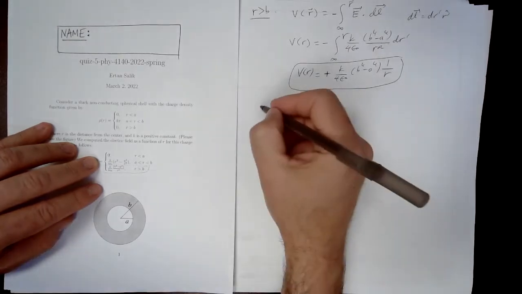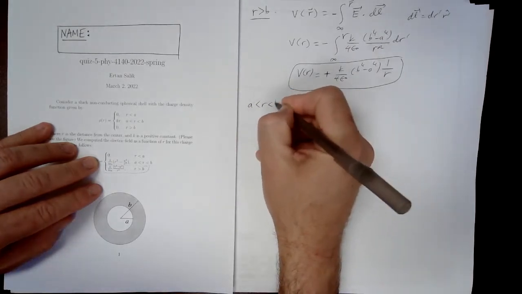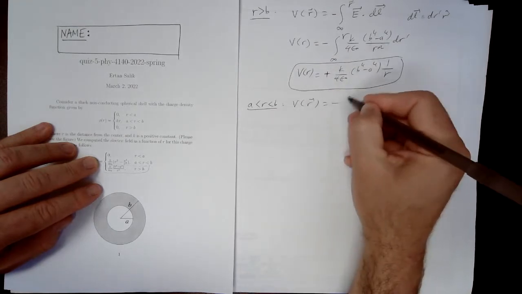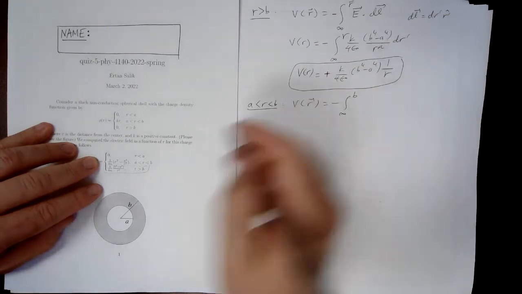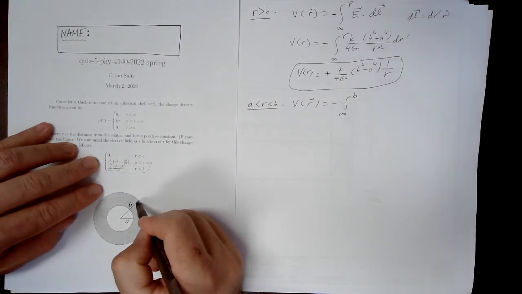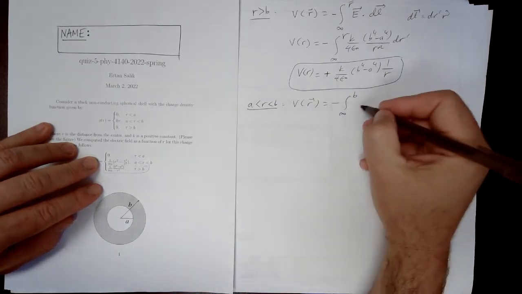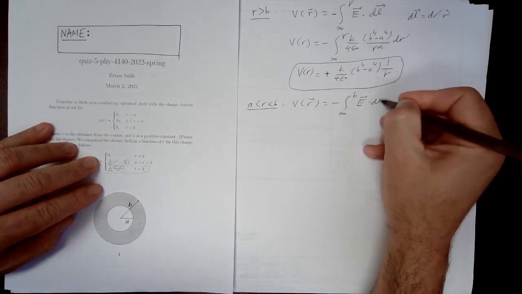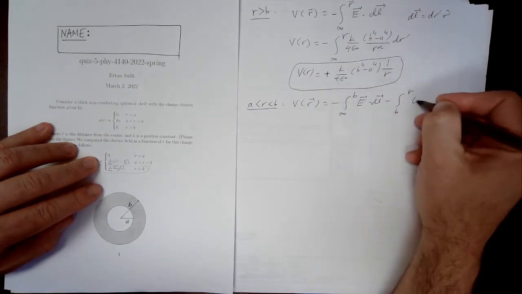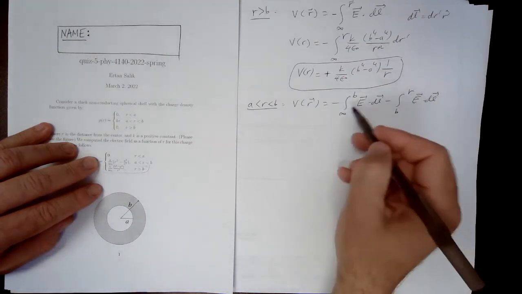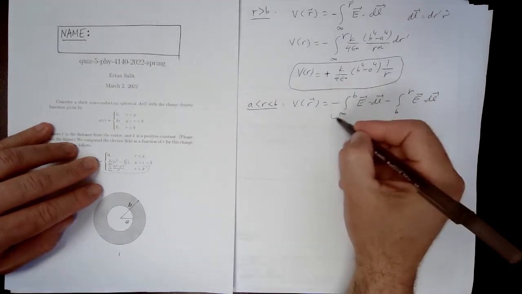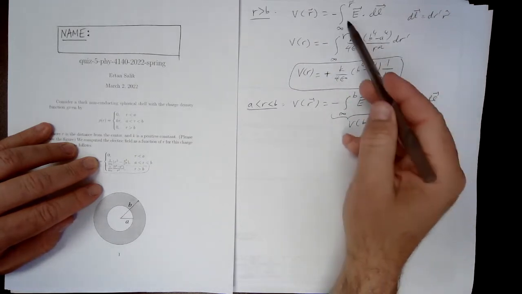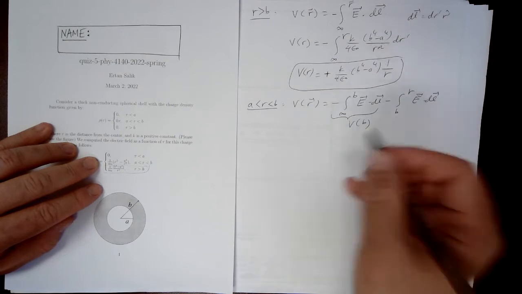Okay. So A smaller than R, smaller than B. In this case, we need to go from minus infinity to B first, and then to the point R. So again, minus the integral of E dot dl from infinity to B, minus the integral from B to R of E dot dl. But we already calculated this. This is just V of B. Whatever function we have, it's the same exact thing. You just need to calculate this.